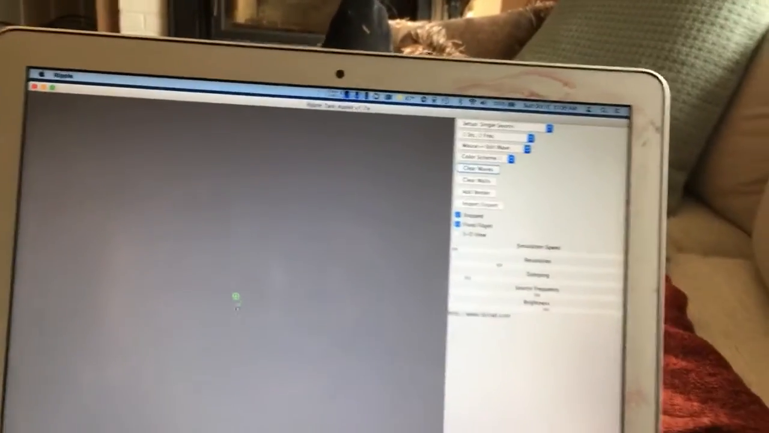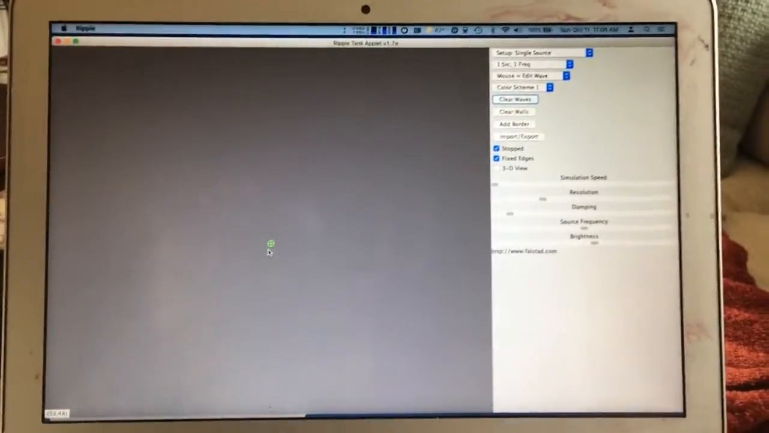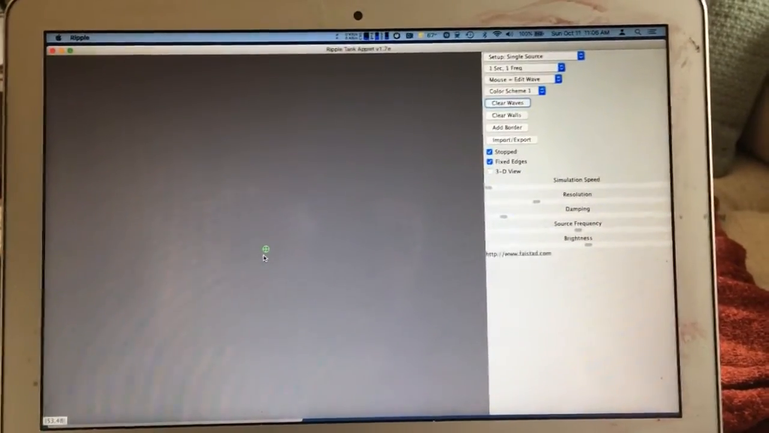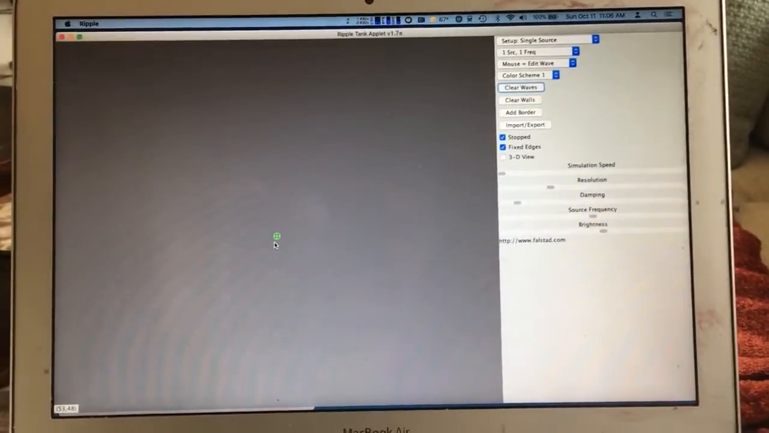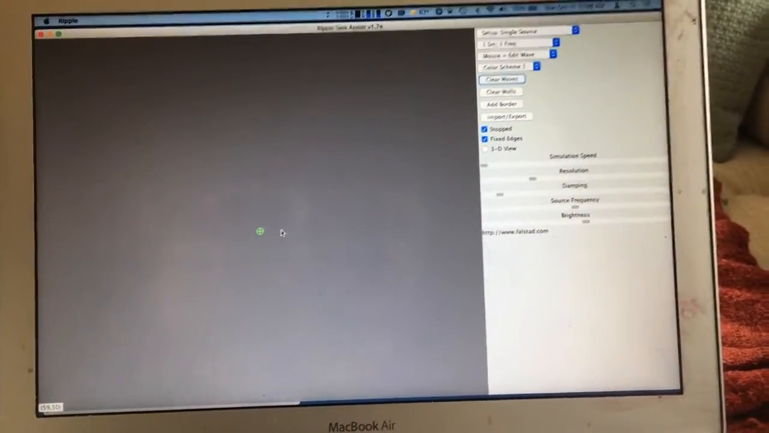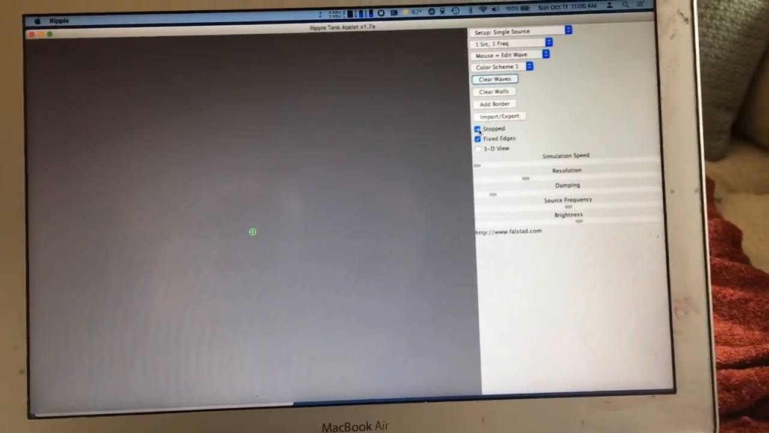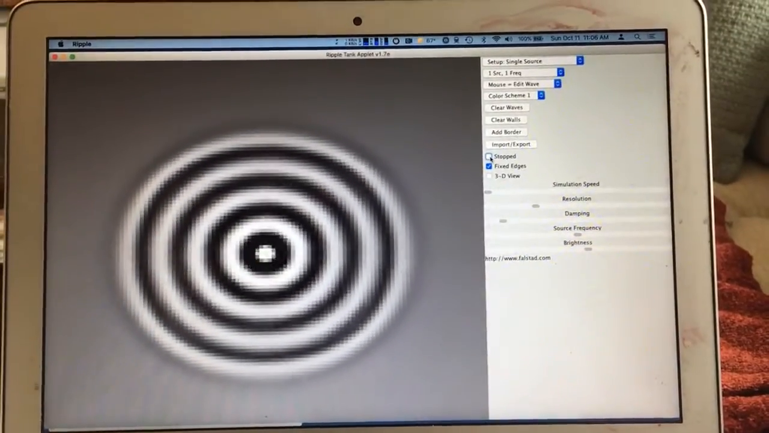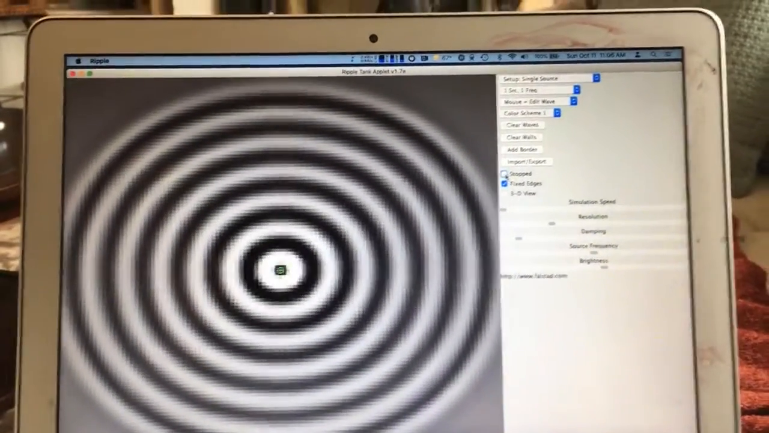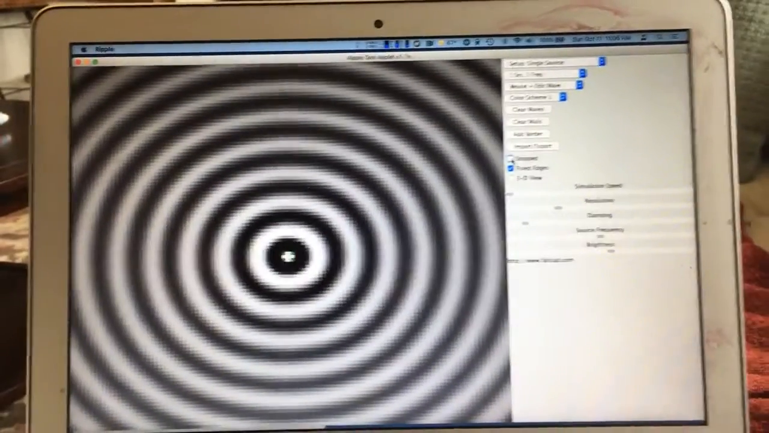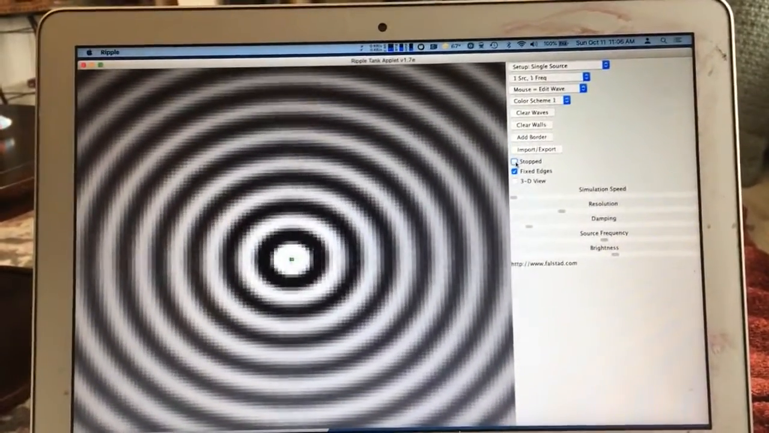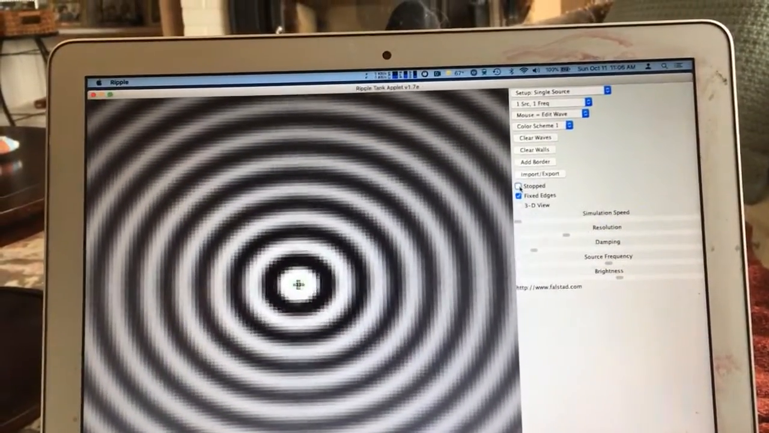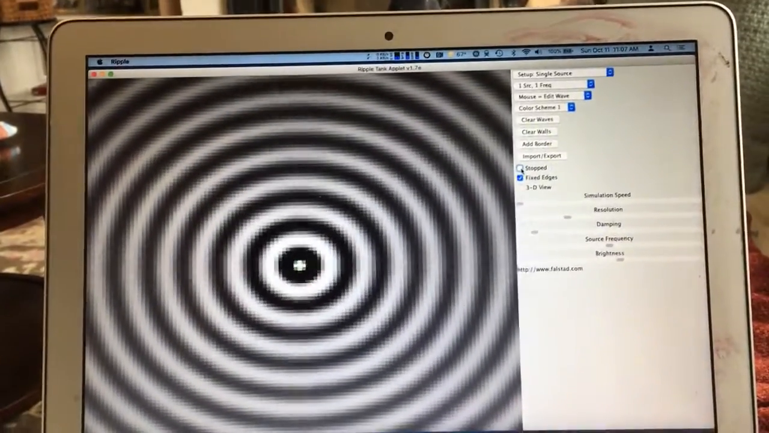I put the source in the middle. I'm filming with my smartphone because my screencasts, if I'm doing something CPU intensive, sometimes seem to interfere with my ability to record. So I'm going to let the waves start, and you can see circular waves emanating out from the source. As we get farther from the source, the wavefront becomes less dark, which corresponds to a diminished amplitude.